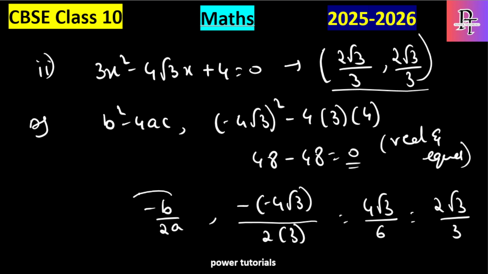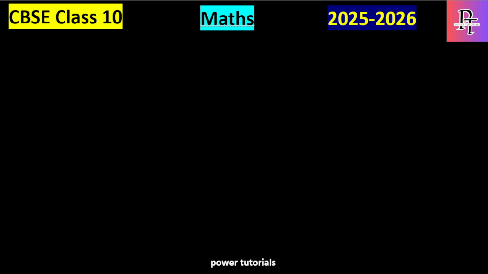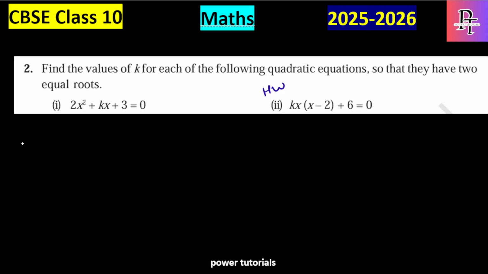Okay, so this will only be the direct value. Why? Because the plus or minus root of b square minus 4ac value is 0. So this I'll keep as a homework question. Okay, let's solve the second one. Here the second I'll keep as homework, so the first one I'll solve, which is 2x square plus kx plus 3 is equal to 0. What you need to find? The value of k for this quadratic equation so that they have two equal roots.